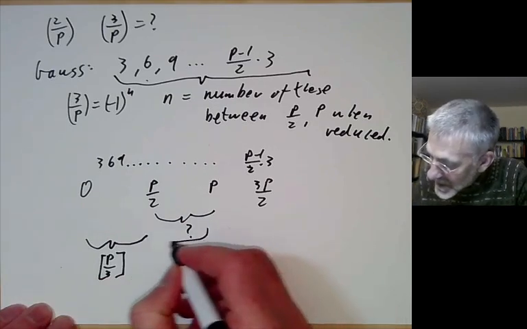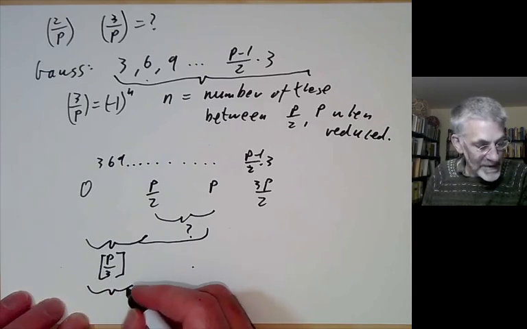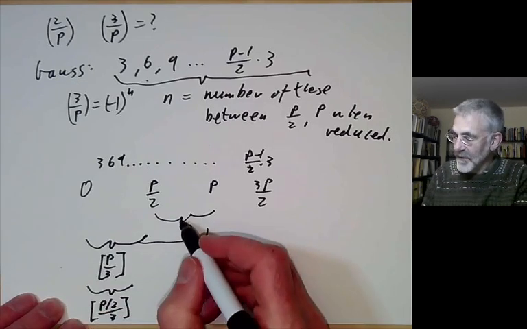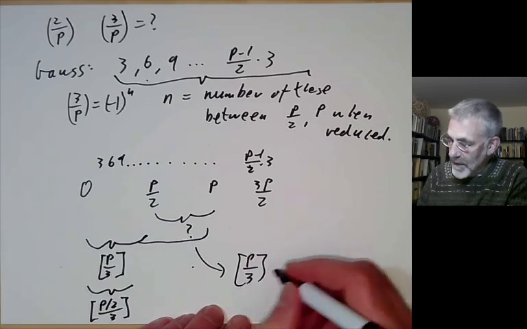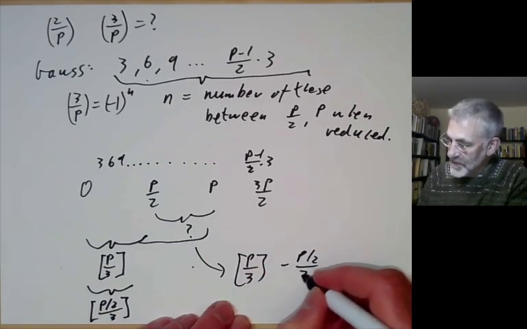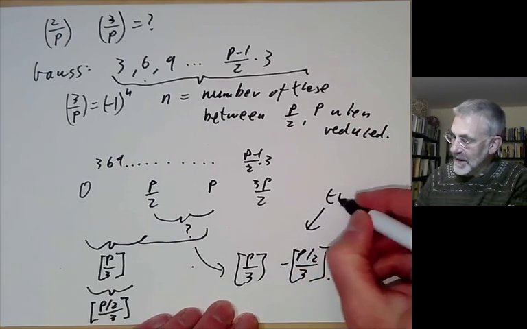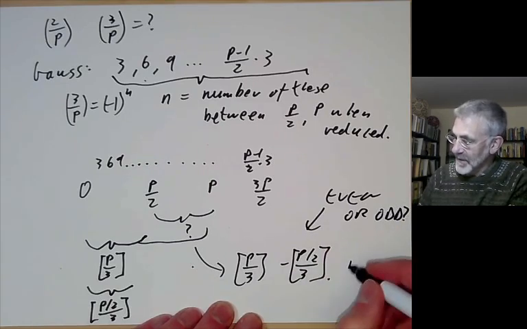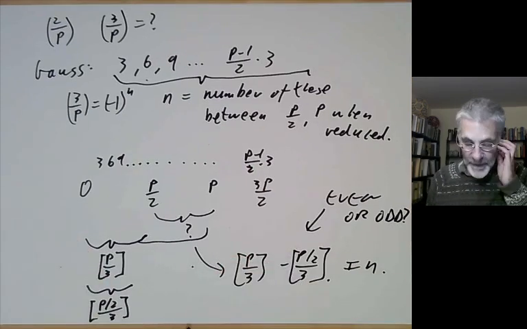The number all the way up to here is the integer part of p over 3. And the number here is the integer part of p minus p over 2 over 3. So the number in this region here is p over 3 minus p over 2 over 3, where we take the integer parts of these. And we want to know, is this even or odd? Because this is the number n, and we want to know (-1) to the power of n.